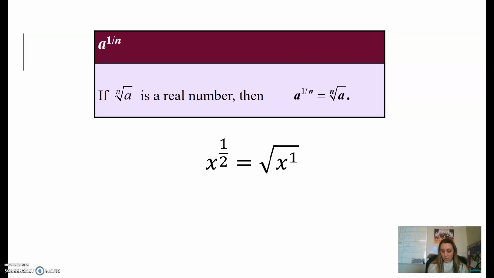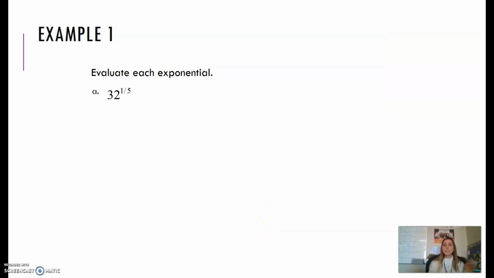And if you look, you can see the number on the bottom of the fraction matches the root. So the number right here, this bottom, is going to be your index. We just don't typically write it for the square root. So this is going to be an example.